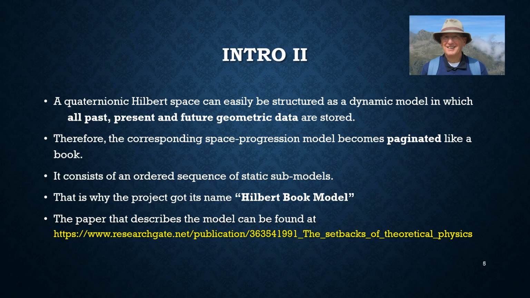A quaternionic Hilbert space can easily be structured as a dynamic model in which all past, present, and future geometric data are stored. Therefore, the corresponding space progression model becomes paginated like a book. It consists of an ordered sequence of static submodels. That is why the project got its name Hilbert Book Model.